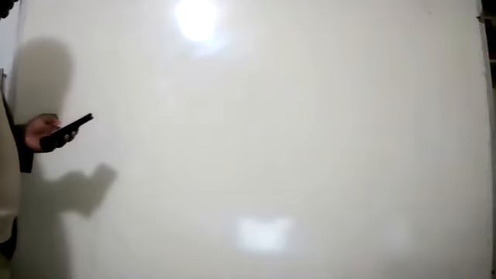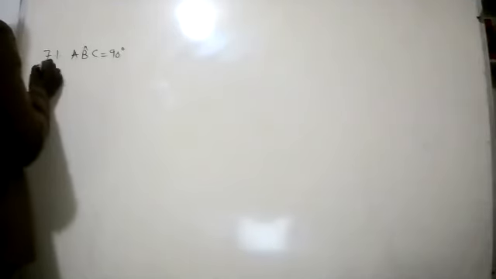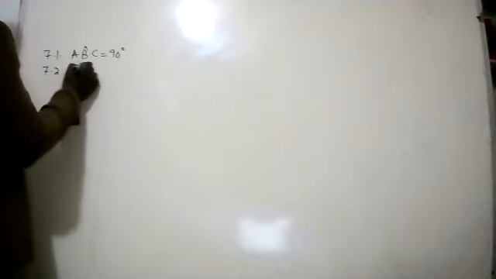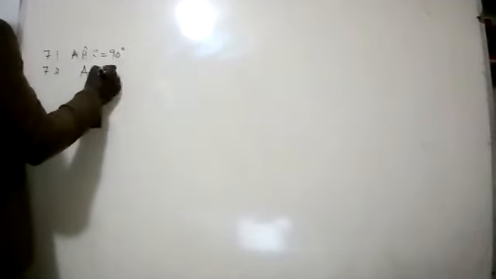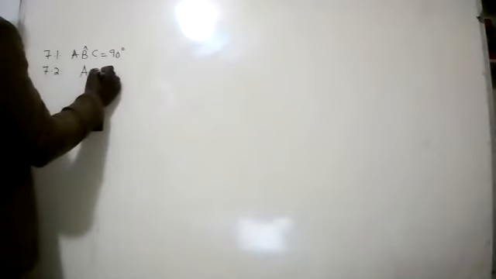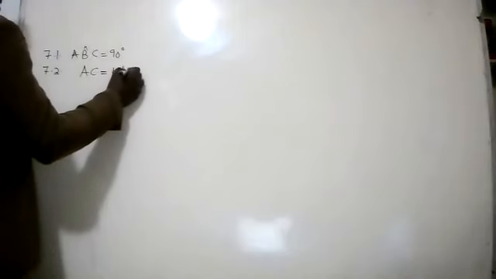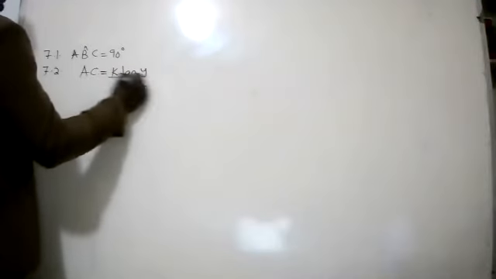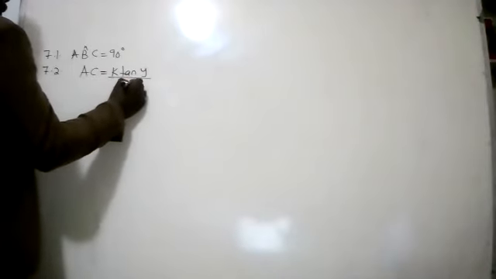So we finished off with question number 7.2. On question number 7.1, we got angle ABC equal to 90 degrees. And on question number 7.2, we were able to prove that AC is equal to K tan Y, all divided by sine X.